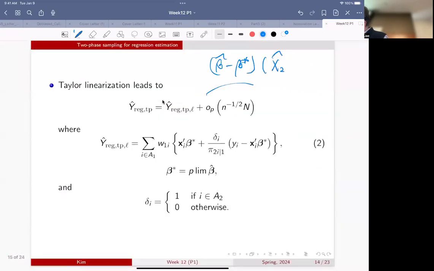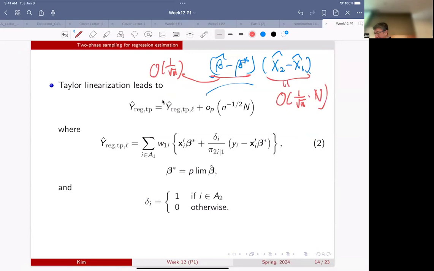I'd say x hat 2 minus x hat 1, something like that. But anyway, this guy is 1 over root 2n. This guy is usually 1 over root 2n times this is total, so we have n, times and times, and then we should have a p because they are random variables. So anyway, this is the main term.